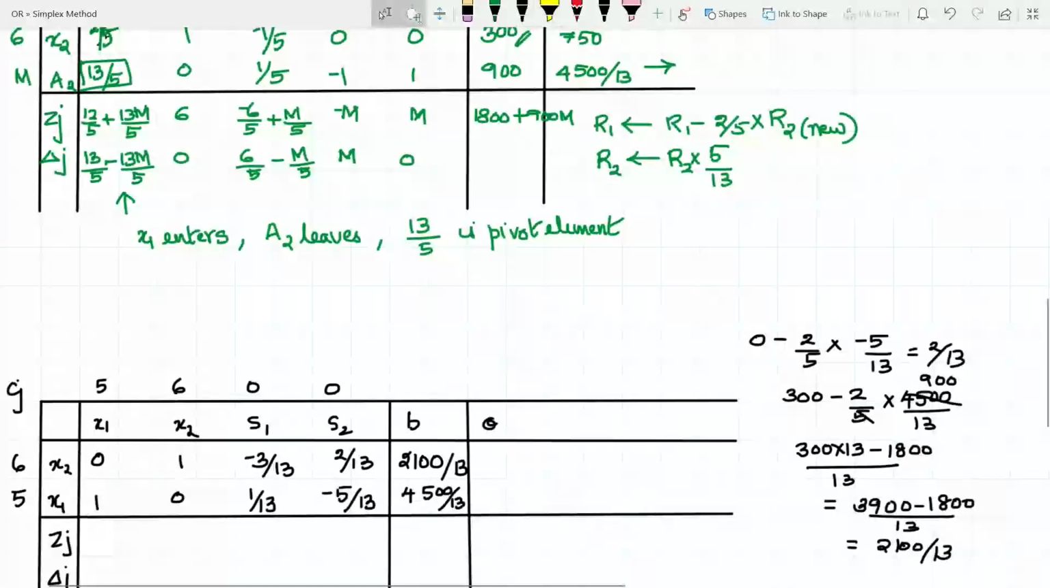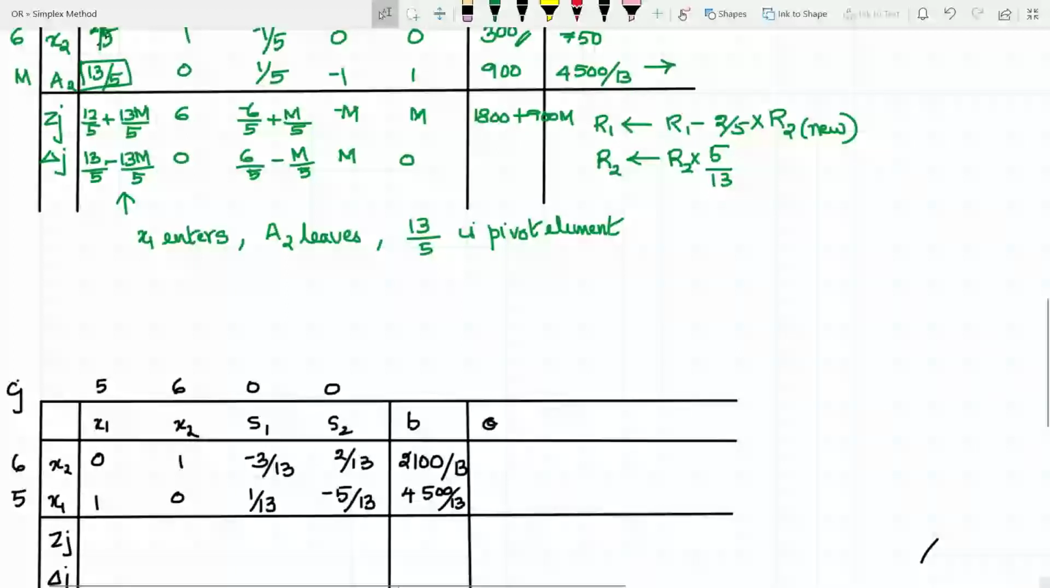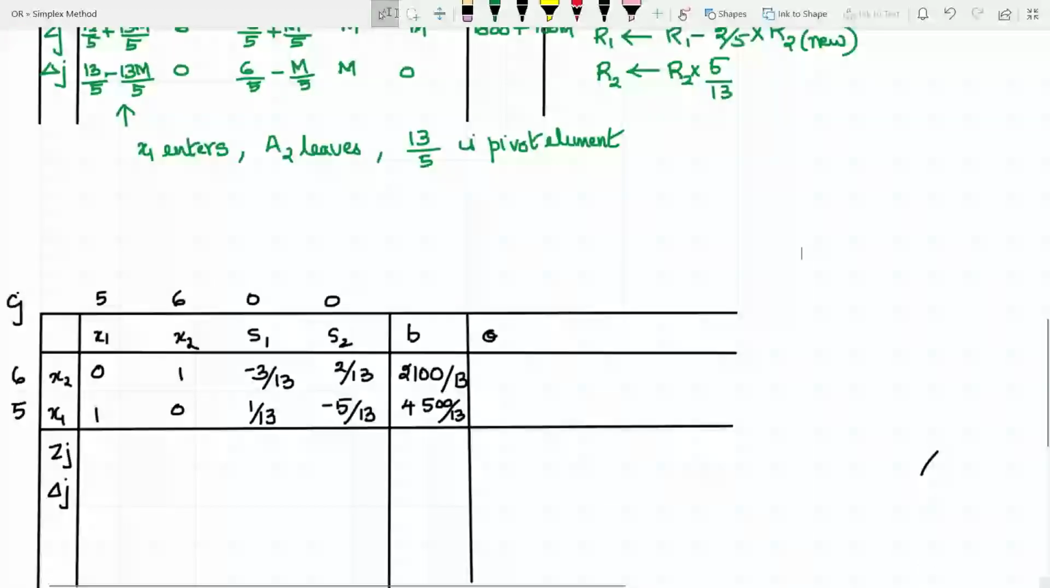Now again, as before, we have to find Cj. Not Cj, we have to find Zj. So let us do Zj. Zj equal to 6 into 0, 0, and 5 into 1, 5. So you have your 5. Now 6 into 1, 6, plus 5 into 0, 0.